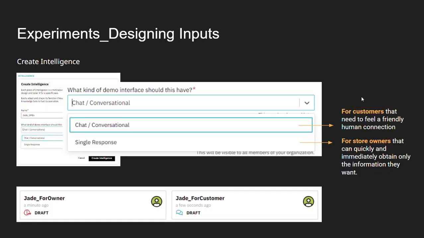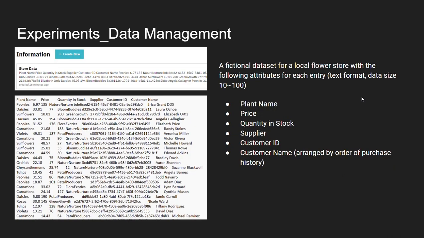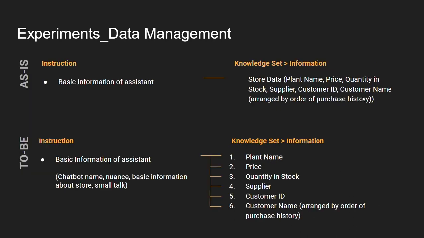I thought that each demo interface could be used differently depending on the use case of both the customer and the store owner. I asked ChatGPT to create a fictional dataset for a local flower store with various attributes for each entry. Currently, ZeroWidth does not support formats like Excel and only utilizes text and PDF. I created the knowledge set in text format.